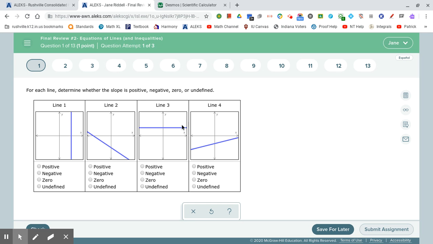You have 4 graphs that are provided, and you need to determine whether that slope is positive, negative, 0, or undefined. So when you read a graph, just like I read that sentence, you read from left to right. So let's do the easiest one first. Which one of your lines looks like it's going up from left to right? That's your slope that is positive. Okay, so which one goes down from left to right? That slope is going to be negative. Which line stays the same going from left to right? That's going to be the slope of 0. And last but not least, the one that goes straight up and down, that is your slope that is undefined.